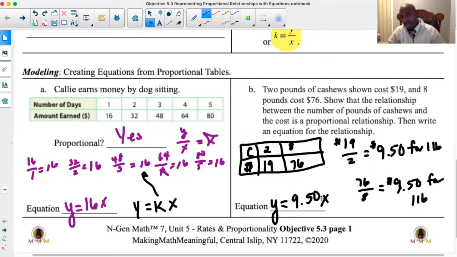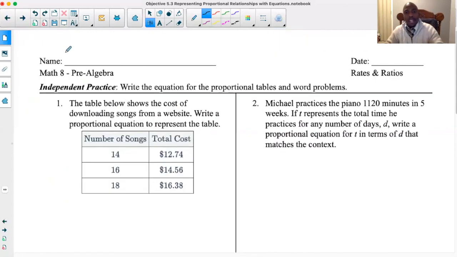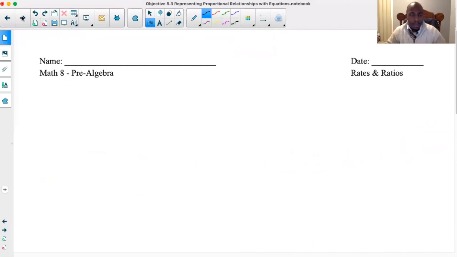All right, ladies and gentlemen, that is it for today's lesson. I want you to begin to work on the independent practice, which does just that. There are 2 sets of tables here, 2 sets of word problems, and your goal is to find the equations and the proportionality of these equations.